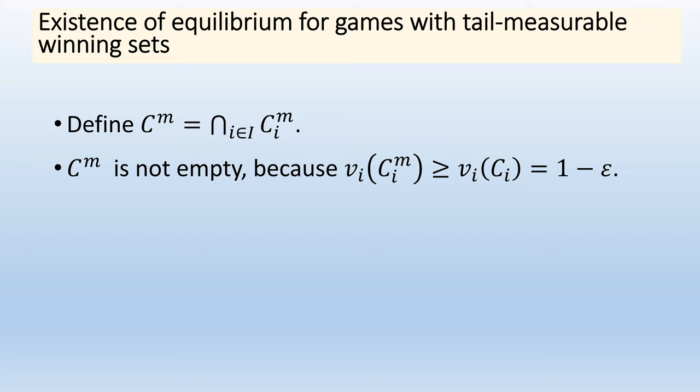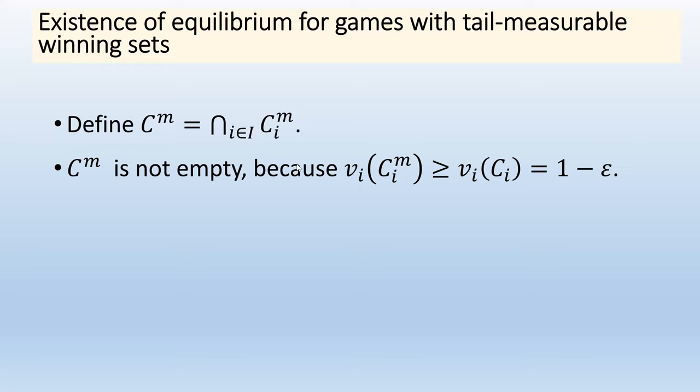So consider the probability induced by this equilibrium strategy in the finite game. We have here I events, each one happening with probability at least 1 minus epsilon. For epsilon small enough, this means that these events need to have an intersection. Their intersection is not empty. Therefore, we conclude that CM is not empty. This was a little bit of a lengthy explanation. So if some clarifications are needed, please ask.